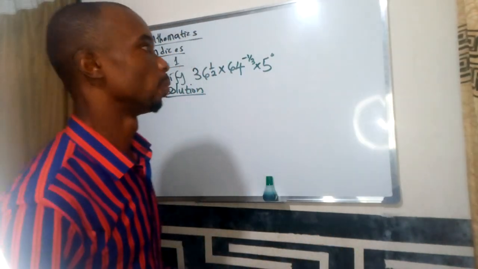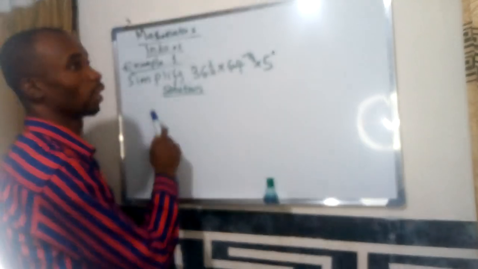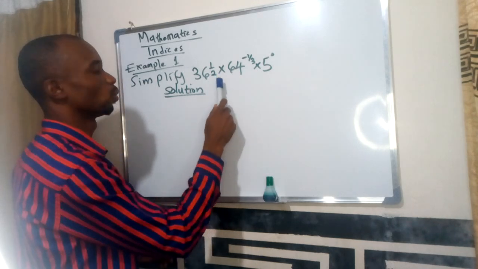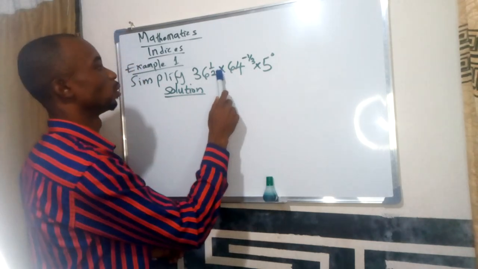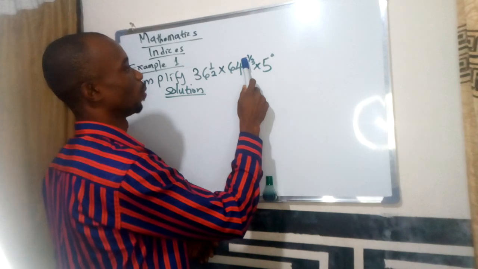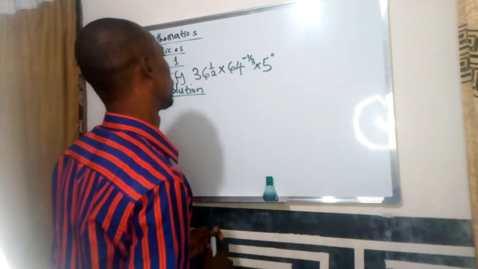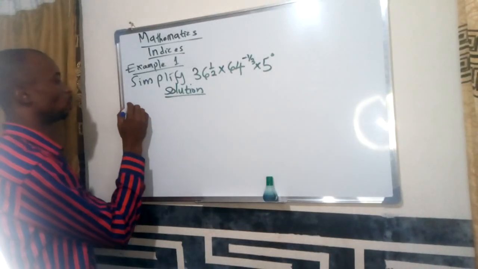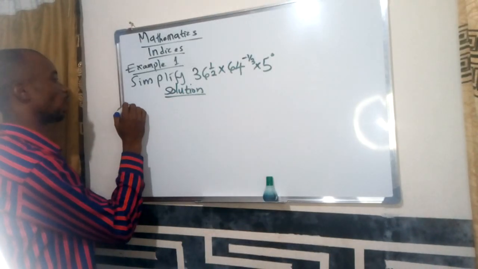Today we have a problem on indices, and the problem says simplify 36 raised to the power 1 over 2 times 64 raised to the power of minus 1 over 3 times 5 raised to the power of 0. Now, first things first, let's identify this.